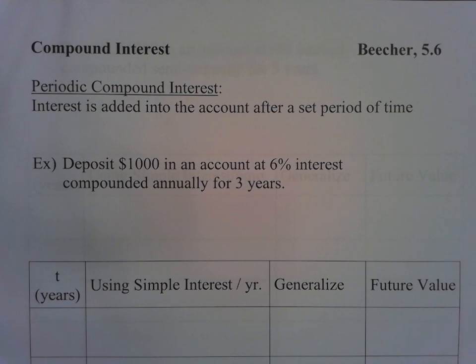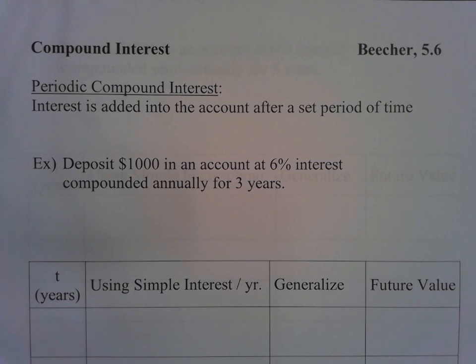The first type of interest is called periodic compound interest. And for this type, the interest is added into the account after a set period of time. Maybe it's a certain number of times per year that the interest is added. This is usually called the compounding. It talks about how often the interest is added.